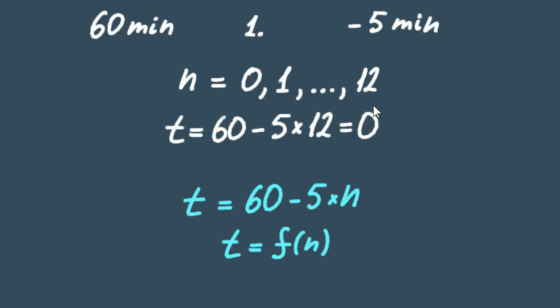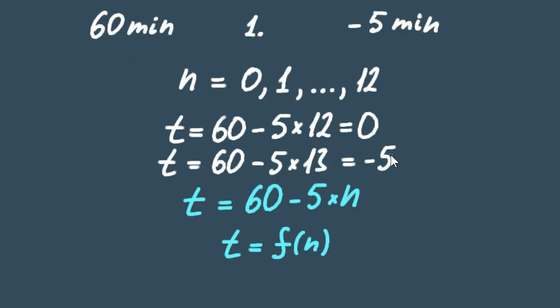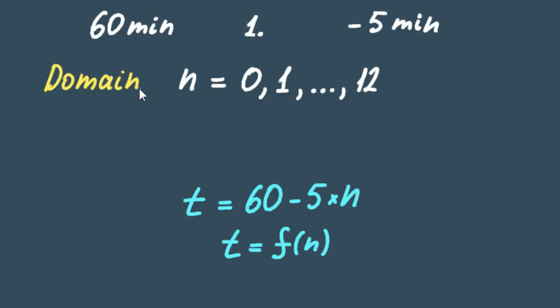Of course, you can make more than 12 mistakes. Let's say 13, but then we get negative time, and for our example it won't make sense, because the game time can't be negative, and the minimum time is 0. And these values of the independent variable which we can substitute into the function are called the domain. And the values of the function which are obtained when we substitute all the values of the domain will be called the range of the function.